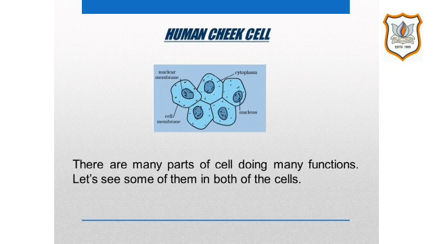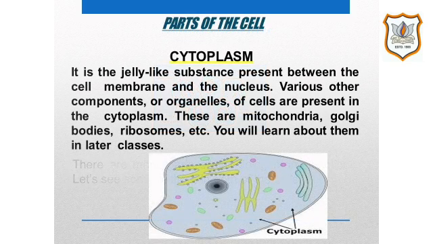Now students, there are many parts of cell doing many functions. Let us see some of them in both the cells. It means in both animals and plants. Students, another part of cell that is present in both animals and plant cell is cytoplasm. Cytoplasm is a transparent jelly-like material which fills the cell between the nucleus and cell membrane.